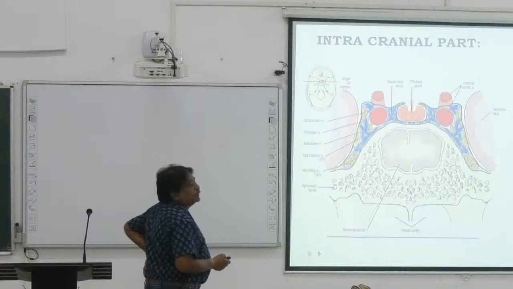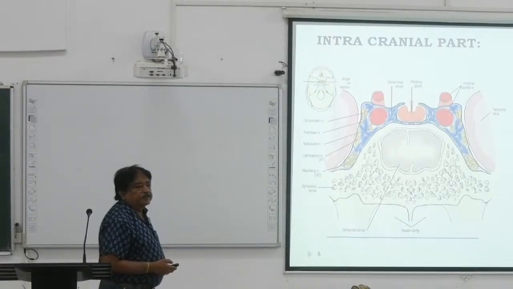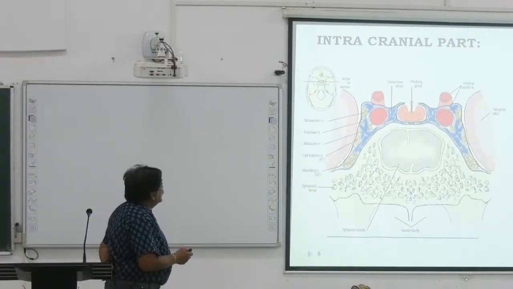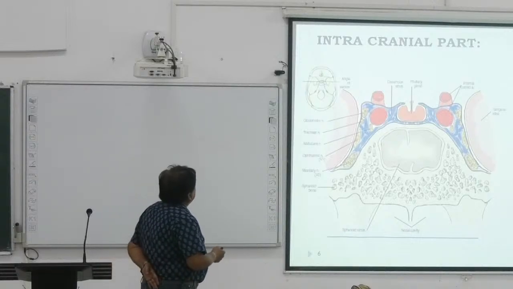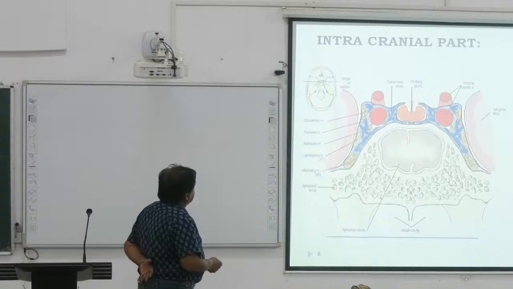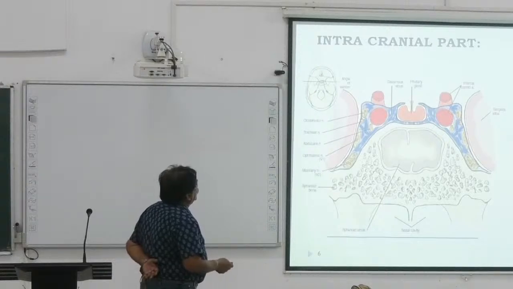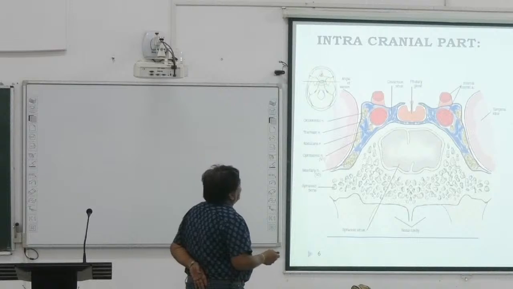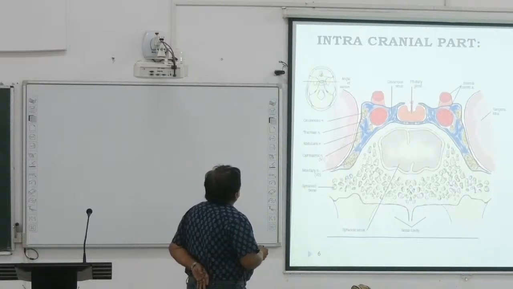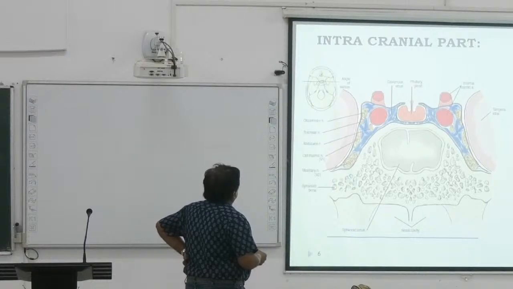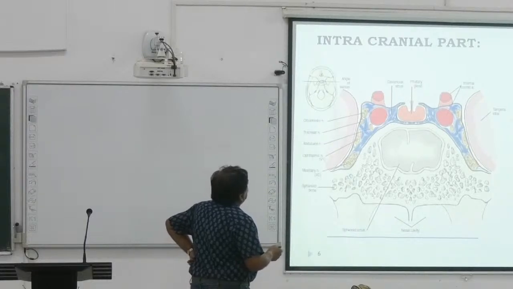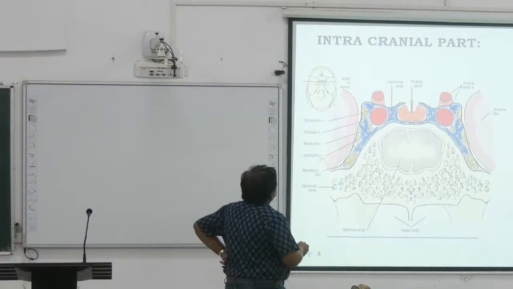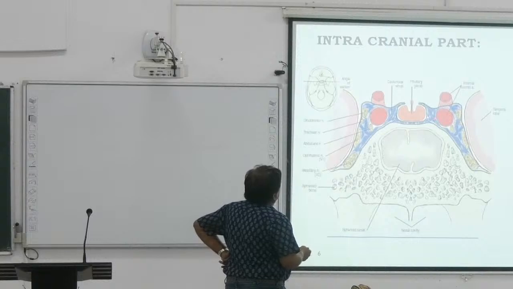Now intracranial part, optic nerve with the intracranial part. See, this is the sphenoidal sinus, the sphenoidal bone lies above the cavernous sinus. This is the oculomotor nerve, trochlear nerve, abducens nerve, ophthalmic nerve, and this is the pituitary gland. Cavernous sinus is here, internal carotid artery.